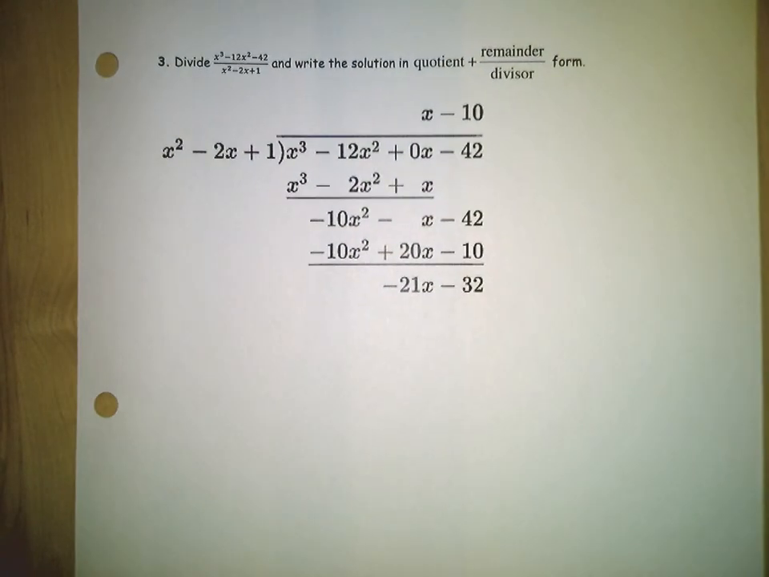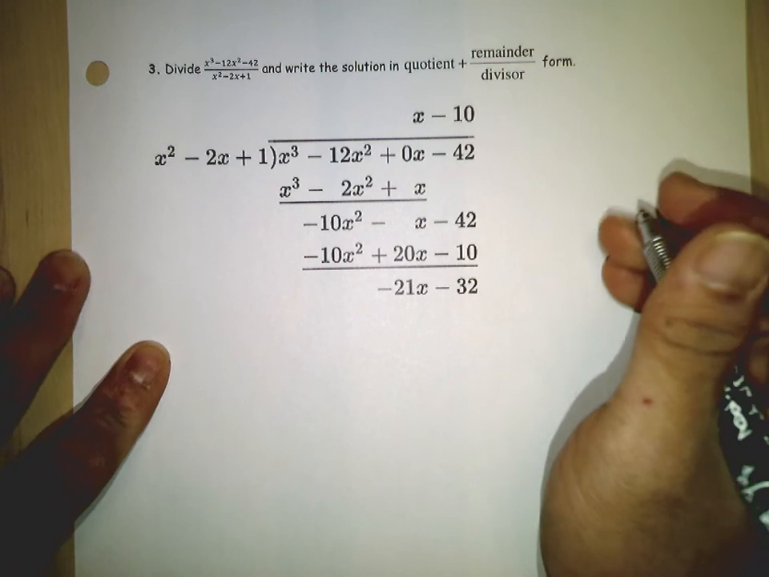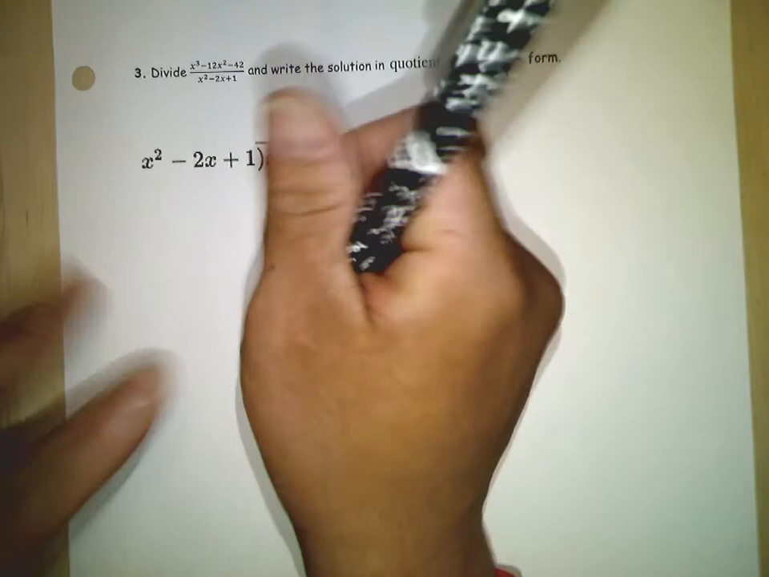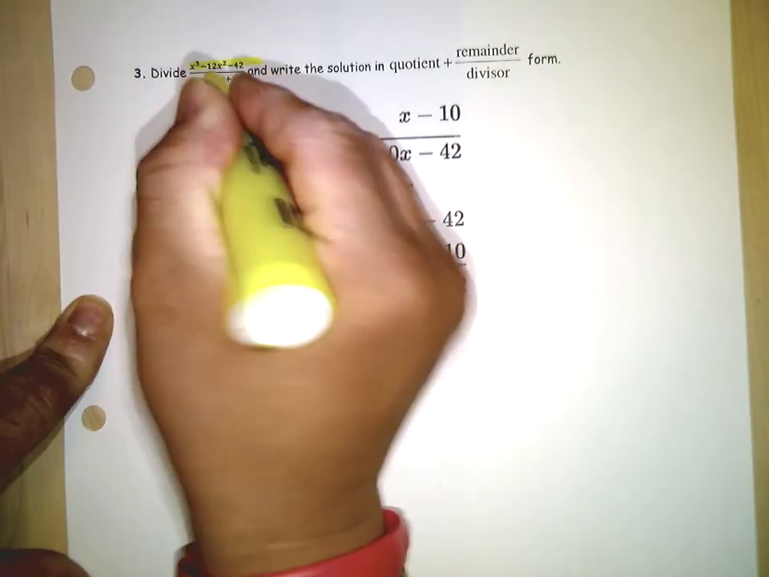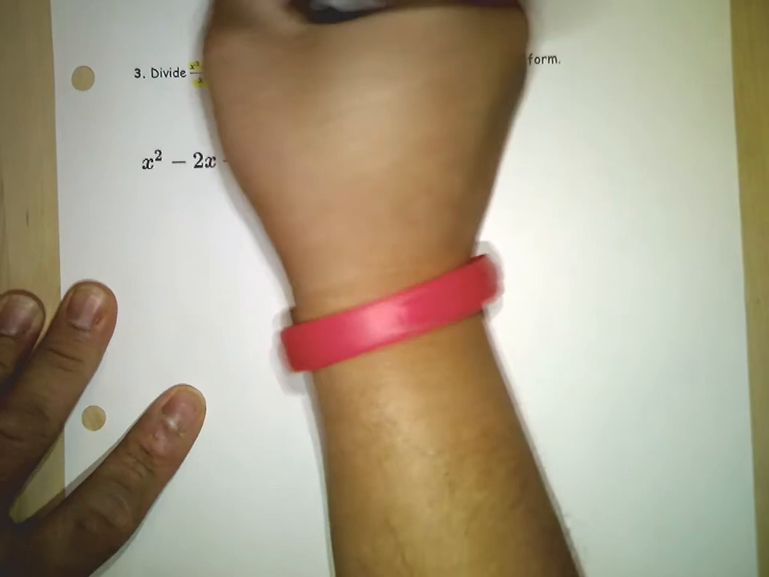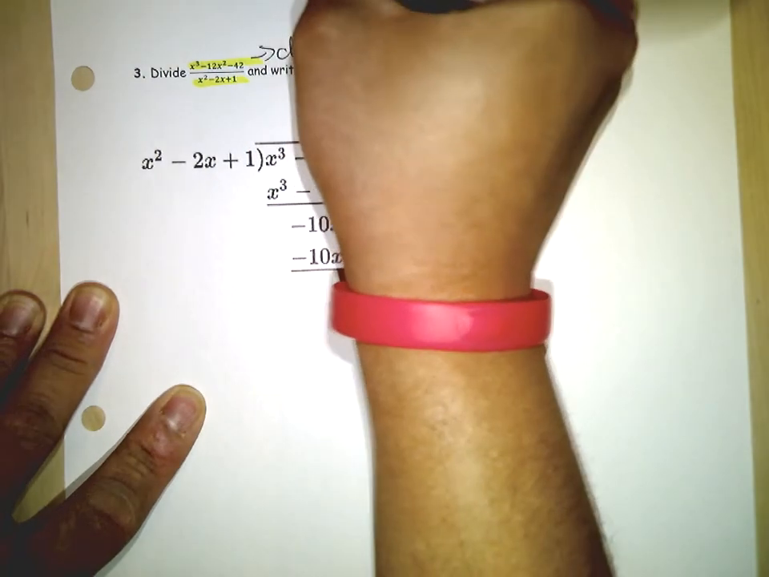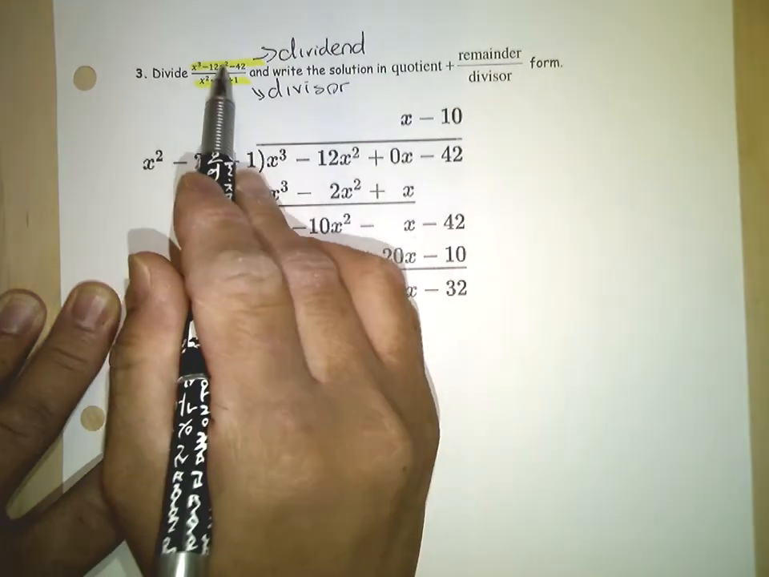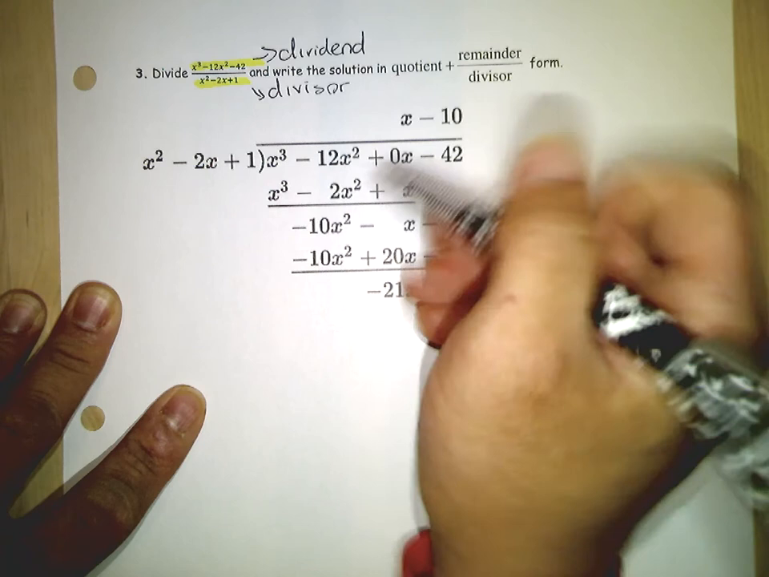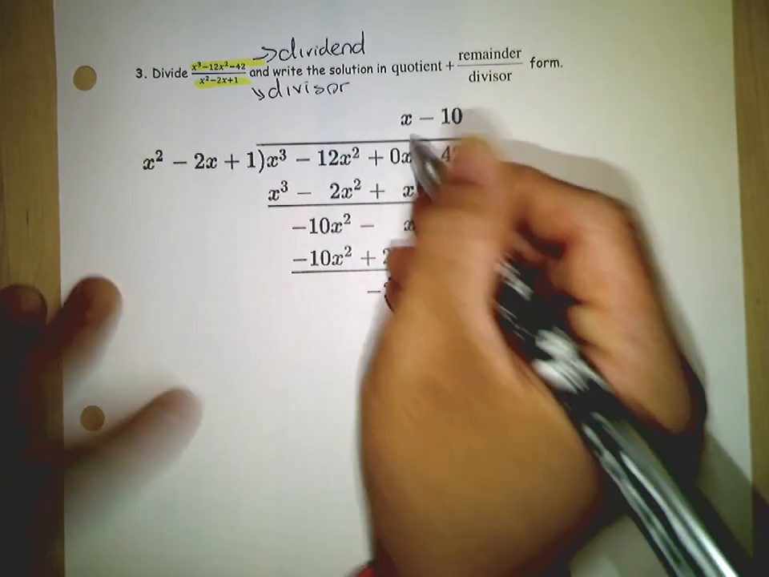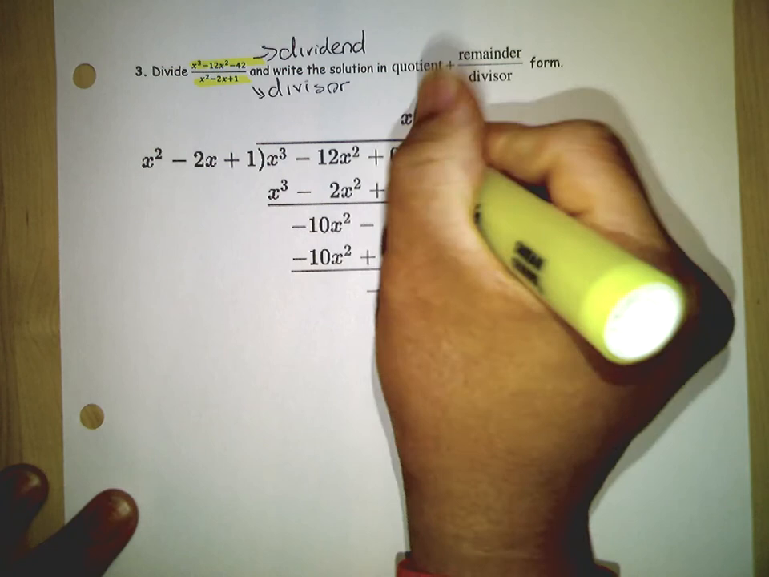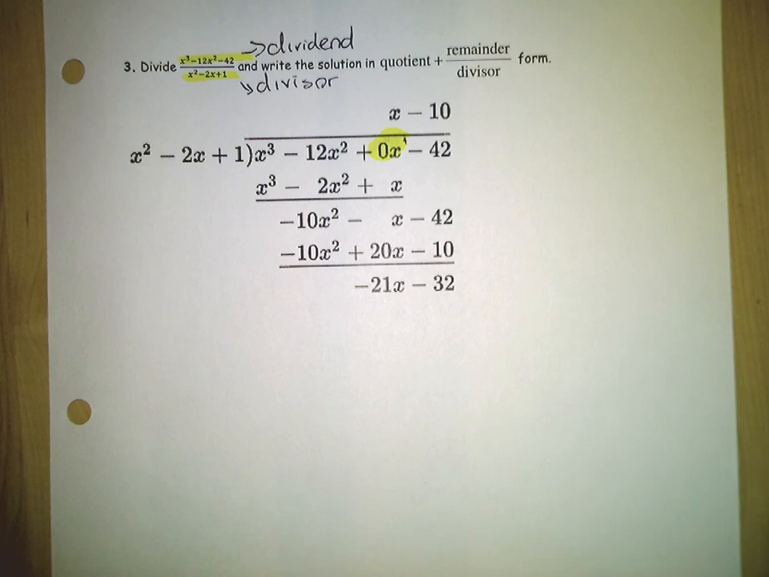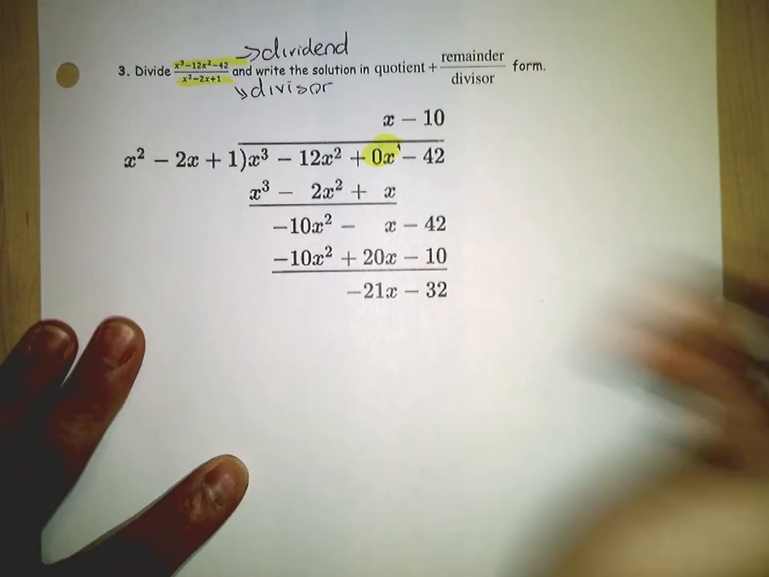All right, so let's try another example here. x to the third minus 12x squared minus 42 divided by x squared minus 2x plus 1. You notice that the dividend and the divisor are both in descending order, but the dividend is missing an x to the first power, so I need to write in 0x to the first power. Try to make sure that you don't forget that important step. Otherwise, this is very similar.